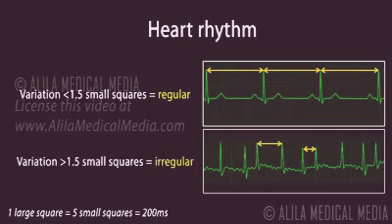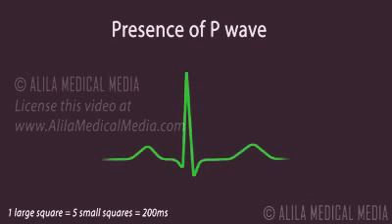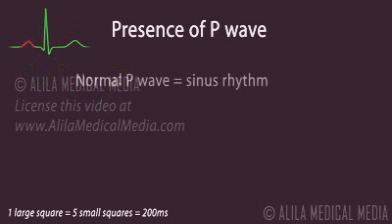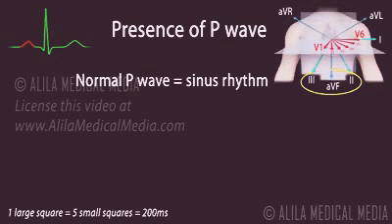The P wave represents depolarization of the atria initiated by the SA node. Presence of a normal P wave therefore indicates sinus rhythm. P waves are most prominent in leads 2, 3, AVF and V1. Absence of P waves indicates non-sinus rhythms.